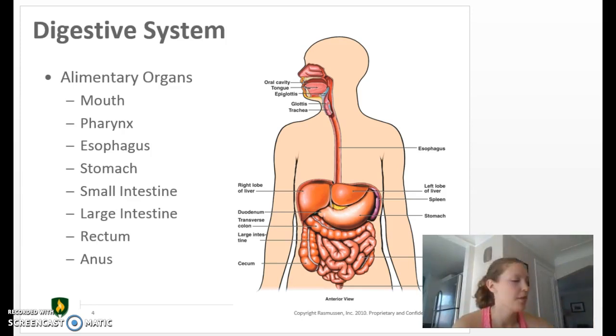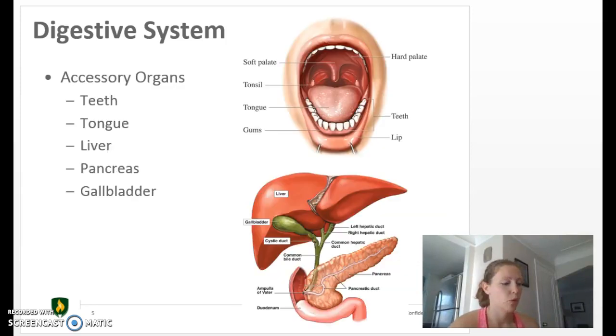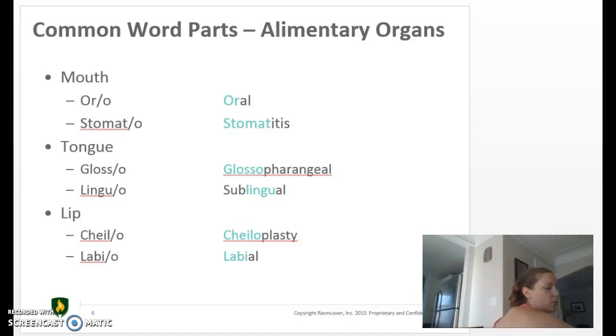So you'll notice that your mouth and pharynx are the first step. Those are shared areas for your respiratory system. Food then enters your esophagus, then stomach, then small intestine, large intestine, rectum, and anus, in that order, from top down. The other group of organs is called the accessory organs. The accessory organs are your teeth, tongue, liver, pancreas, and gallbladder. So all of those things are helping with your digestion, but they are not actually part of the tube that the food passes through.